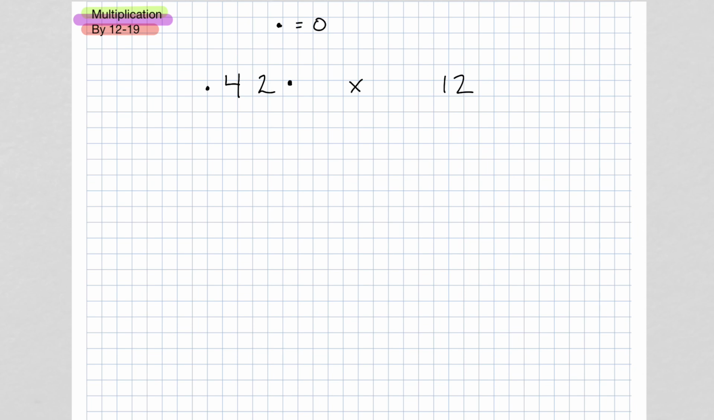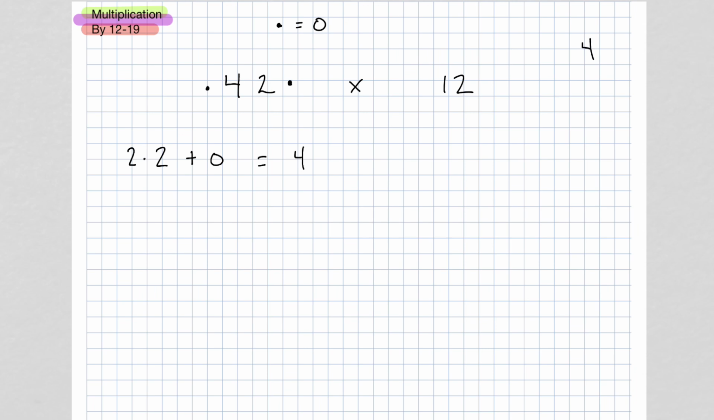Okay, so here's how this goes. We're going to say 2 times 2 plus 0. So 2 times 2 plus 0. Okay, that gives us 4. So we'll go ahead and write our answer up here.